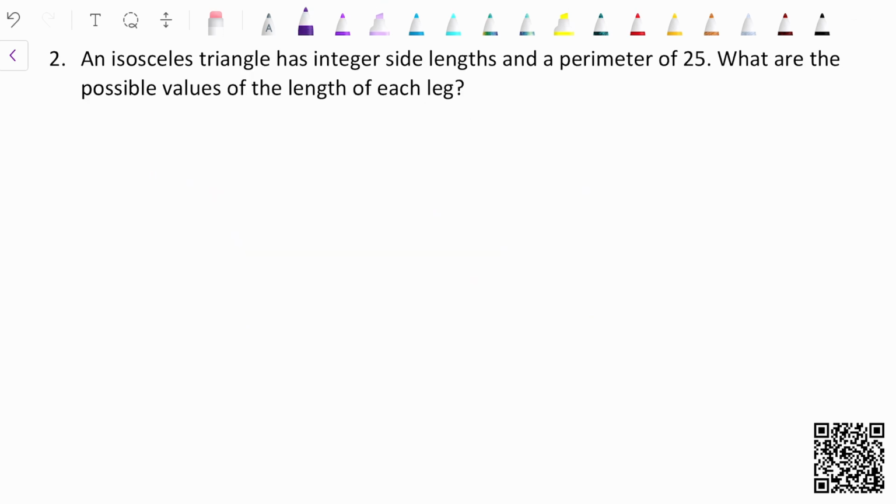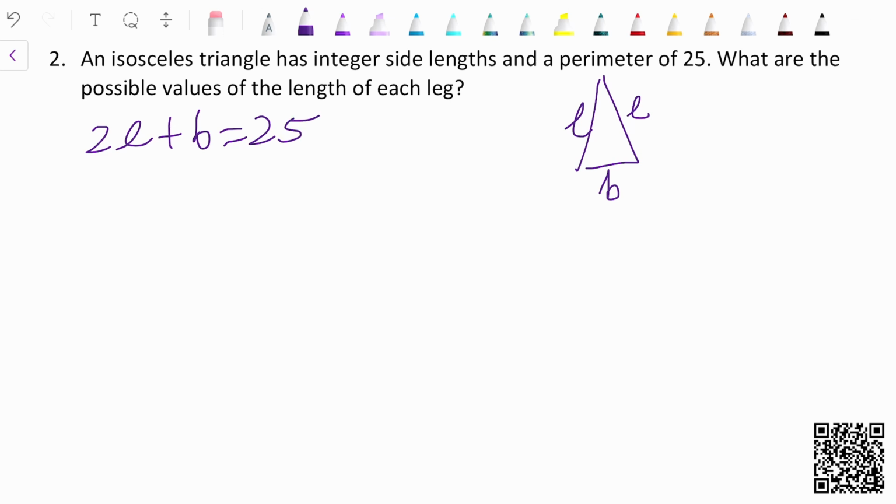Moving on to problem number 2, an isosceles triangle has integer side lengths and a perimeter of 25. What are the possible values of the length of each leg? So I'm going to draw a diagram here so you guys can understand my variables a bit better. This is L, this is L. Let's call the bottom B because W is so yesterday. And so, 2L plus B is equivalent to 25. So this is the formula of our perimeter.